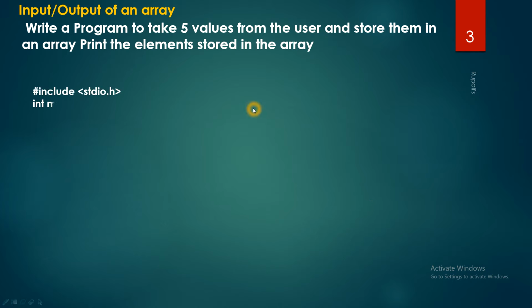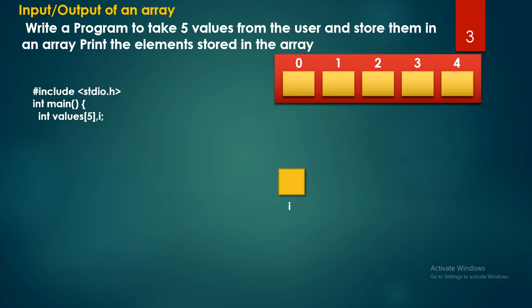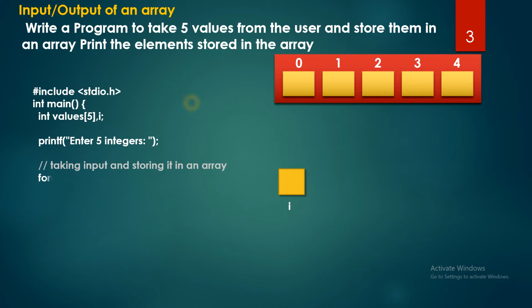So here this is our main, and I am declaring one array of length 5. So it is 0 to 5, this is an integer array. I am declaring another variable i, this is an integer variable. Now printf "enter 5 integers". So the user gives 5 integers.